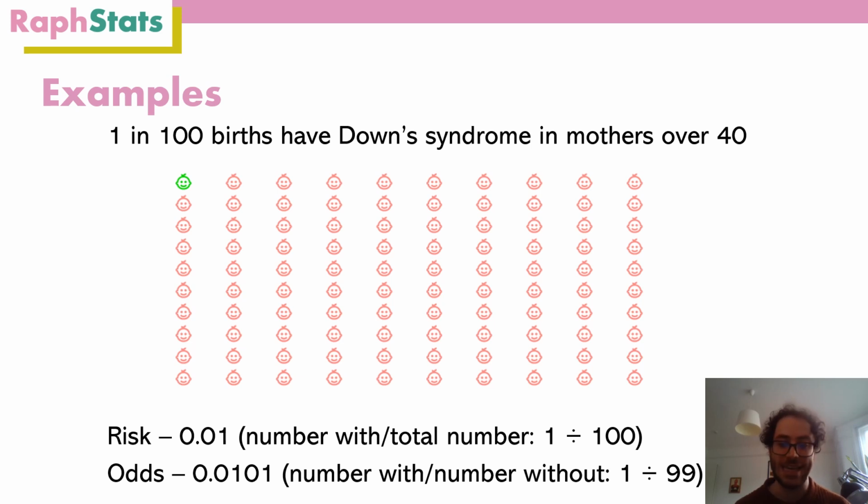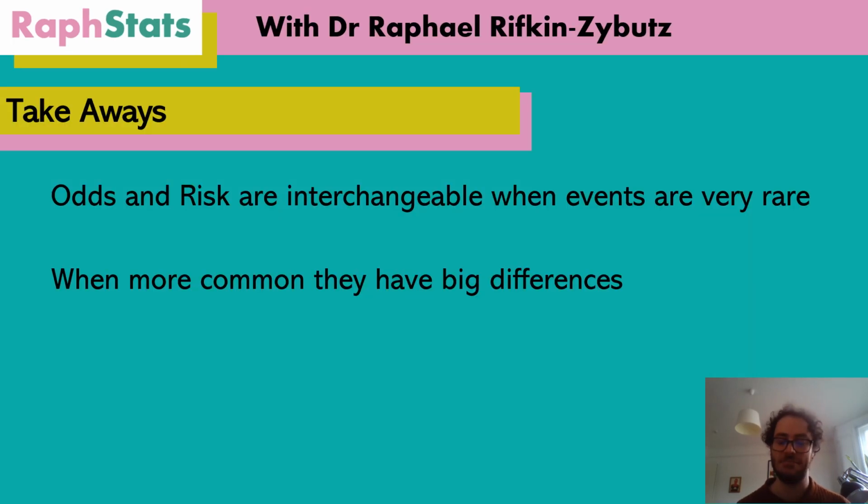And I guess what you see here is that in this really rare event, the risk and the odds are basically the same. We can almost ignore the differences between them. Whereas in that quite common event, in the cancer example, they were quite different, 0.5 and 0.33. And essentially, that is one of the takeaway messages here. So odds and risks are essentially completely interchangeable when events are rare. But when events are more common, they have big differences. And that's important both in interpreting likelihood ratios, but also in papers when knowing how common an event is.